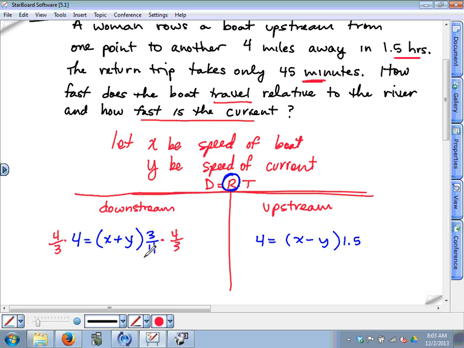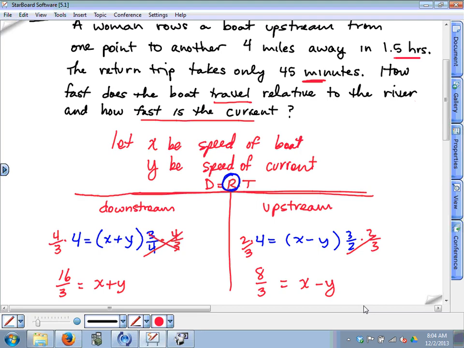3/4 times 4/3 are reciprocals, so they cancel each other out. On the left side, you have 16/3 equals x plus y. Now do the same thing on the right side, but again, decimals aren't very easy to do by hand. It'd be better to use fractions. What's 1.5 as a fraction? 3/2. So change 1.5 into 3/2, and now multiply by the reciprocal on both sides. So you have 8/3 is equal to x minus y.